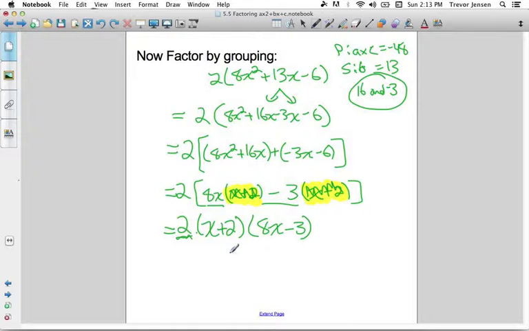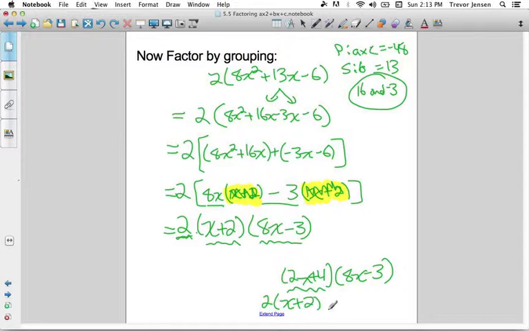It still would have worked, but what would have happened is in one of your factors at the end, you would have been left with another common factor that you could have taken out. So if you then take out that common factor, for example, you might have had 2x plus 4 times 8x minus 3, but that wouldn't be complete because in this 2x plus 4, you can take out a 2, and you'd be left with 2 times x plus 2 times 8x minus 3, and then you would be done. So you would essentially factor out that 2 just at a much later point in the question.